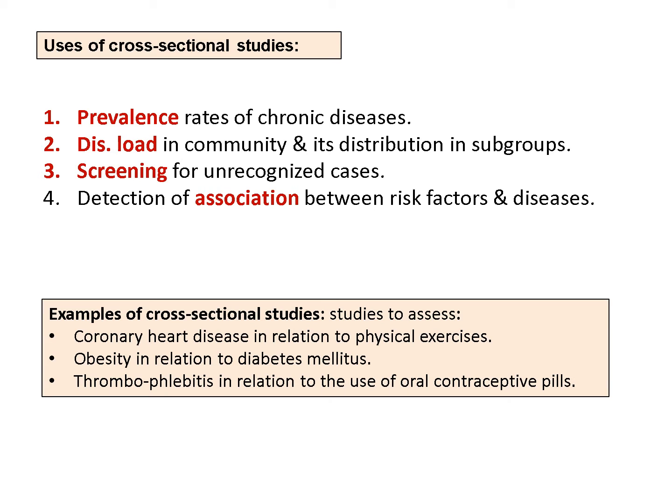Also from this, we can do screening of unrecognized cases. Of course, some cases know that they have coronary heart disease, and other cases don't know, and they only find out that they have coronary heart disease from the screening done during the research. The last use is that we detect the association between a risk factor, which is physical exercise or lack of physical exercise, and the disease, which is coronary heart disease. As an example, obesity in relation to diabetes mellitus, also thrombophlebitis in relation to use of oral contraceptive pills.